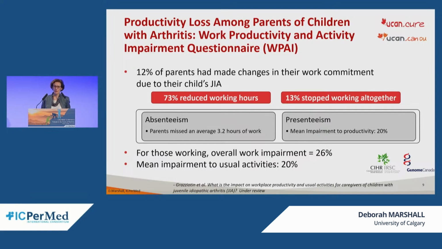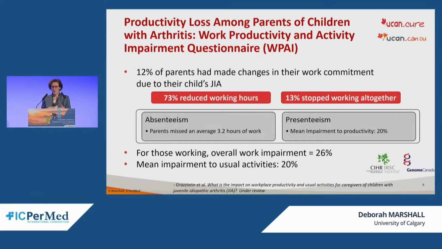And I'll have another example later, but this is work productivity. So let's just think about this. Overall, 12% of parents in our data had to change their work commitment because of their child with juvenile idiopathic arthritis. Now, I know this doesn't surprise anybody here, but I think we have to document these things and bring the numbers to bear so that we can account for this. So 73% of parents reduced their work hours because of this, and 13% had to stop their work. Those are pretty big numbers.